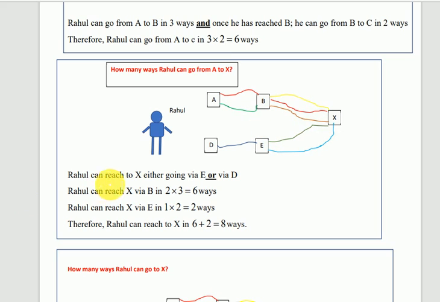Okay, so here Rahul can reach X either going via E or D. Rahul can reach X via B in 2 into 3 equal to 6 ways. Rahul can reach X via E in 1 into 2 equal to 2 ways. Therefore, Rahul can reach X in 6 plus 2 equal to 8 ways. So here the addition principle is used, because here it is this or this. Whichever event occurs, his purpose is solved.